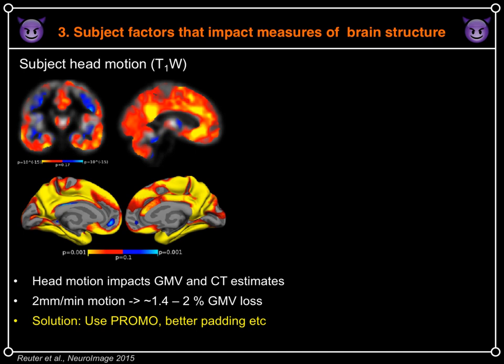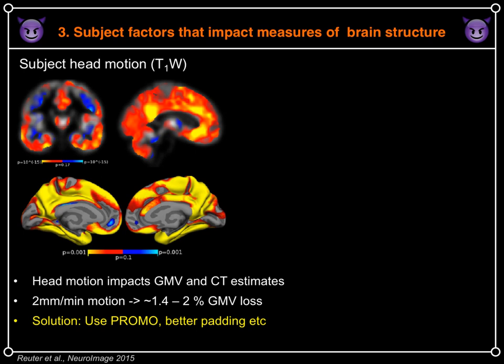So those are scanner and sequence related factors. Now, there are other subject related factors. One that pretty much everyone is aware of is subject head motion. Here what I'm showing you is changes in gray matter volume and cortical thickness that can be measured based on just how much a subject moves their head. This study by Reuter et al. showed that head motion impacts both gray matter volume and cortical thickness estimates, and roughly 2 millimeters per minute of motion can result in a roughly 1.4 to 2% loss in gray matter volume.